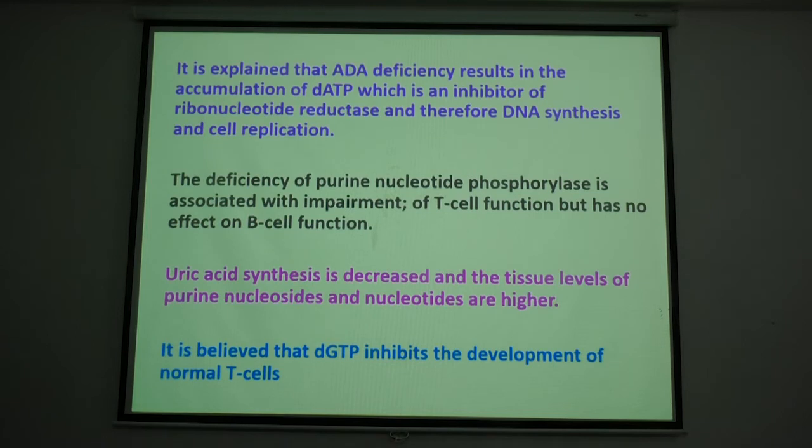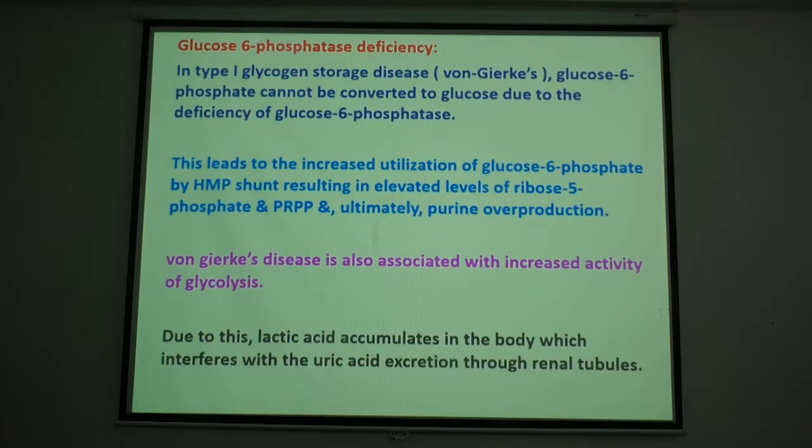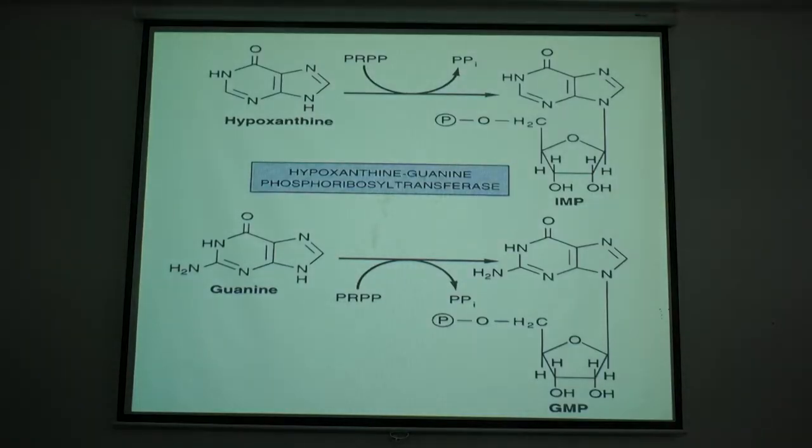HGPRT. This one. See, hypoxanthine is converted to IMP, inosine monophosphate, and guanine is converted to GMP, guanosine monophosphate, by the help of the enzyme HGPRT, hypoxanthine guanine phosphoribosyl transferase. So how will this enzyme act? Hypoxanthine binds with phosphoribosyl pyrophosphate, then it will form IMP. What if this enzyme deficiency is there?